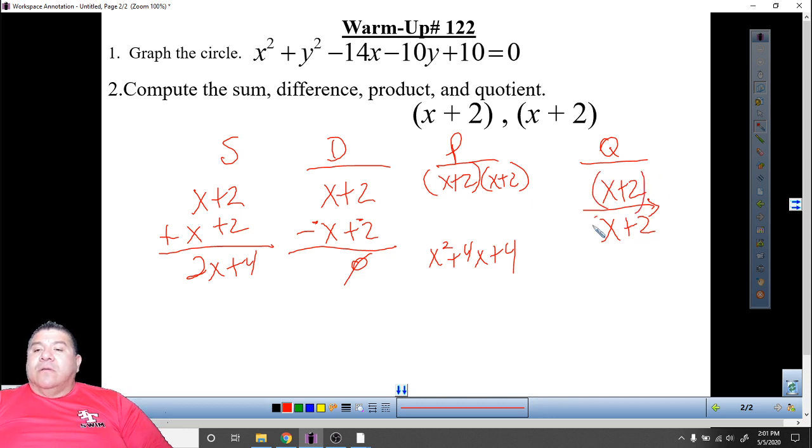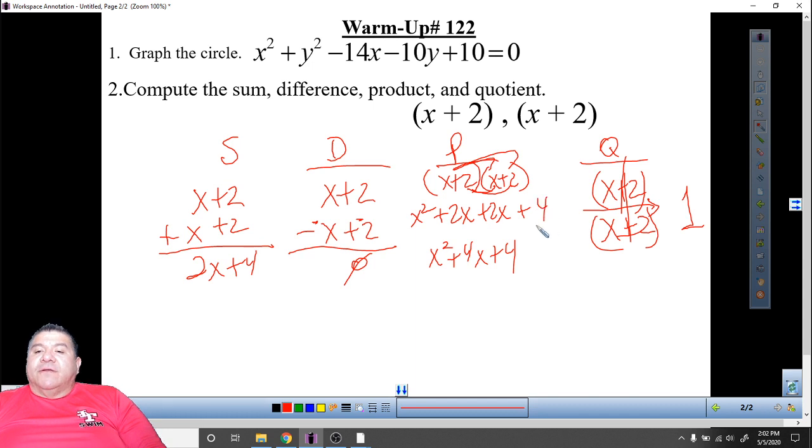So what do we see here? A giant 1. Yeah, there you go. Now remember, whenever we're multiplying, this is x squared, x times 2 that's 2x, 2 times x that's 2x, 2 times 2 is 4.